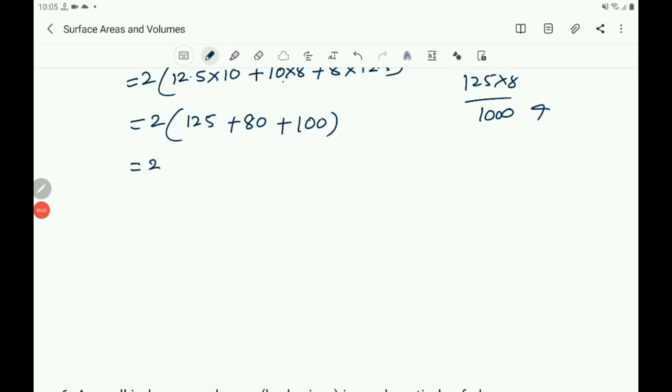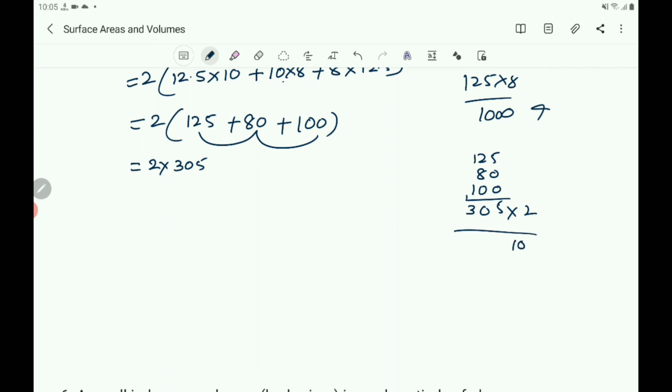Then it is 2 into the sum of these three, that is 125, 80, 100. It becomes 305. 305 into 2, that is 5 twos are 10, you will get 610 cm square. Now you write the answer.